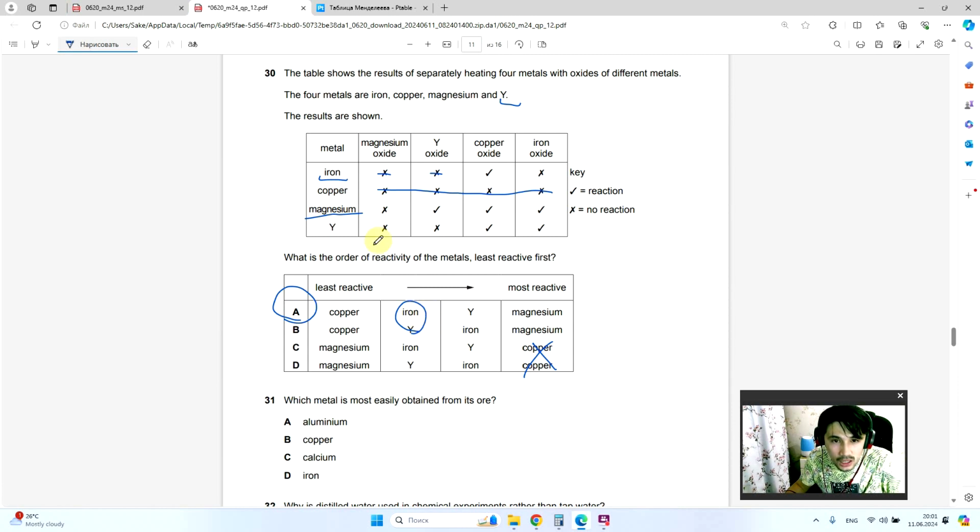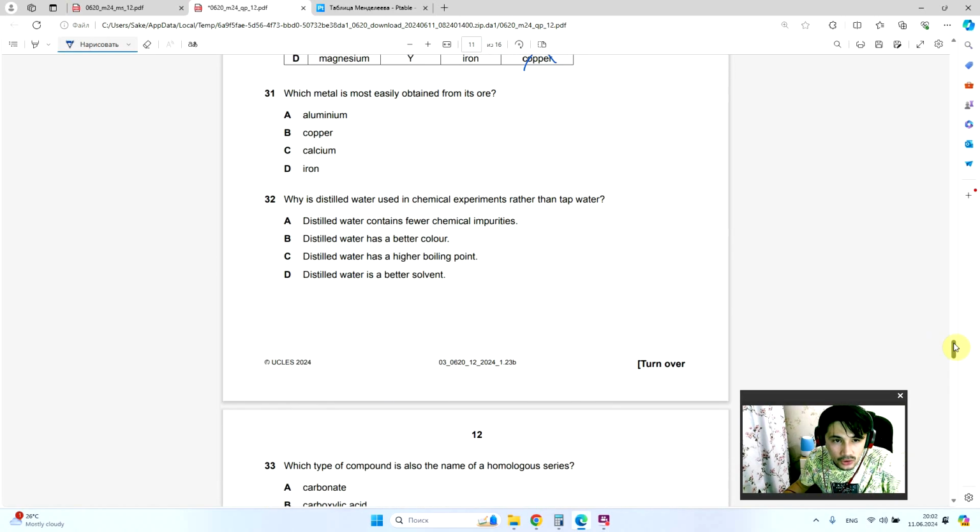So it means that Y can replace iron oxide, so it can react with iron oxide. So yeah, as you see, reaction takes place. It means that metal Y is more reactive than iron, so it should be after iron in this list. Okay, question number 31.